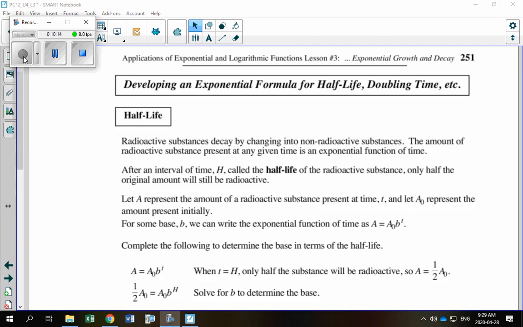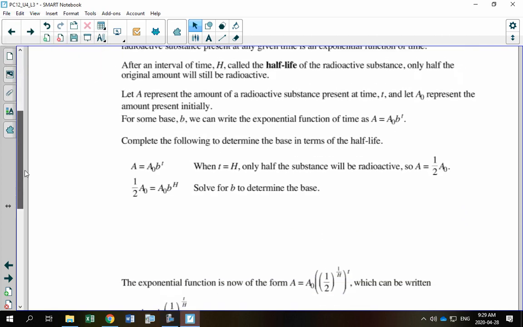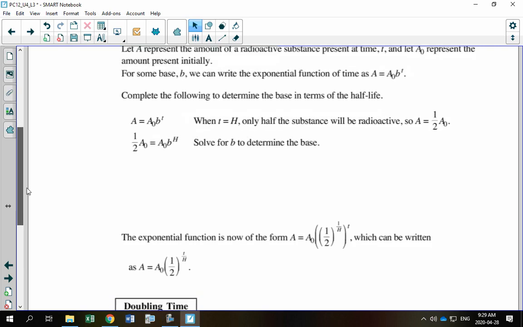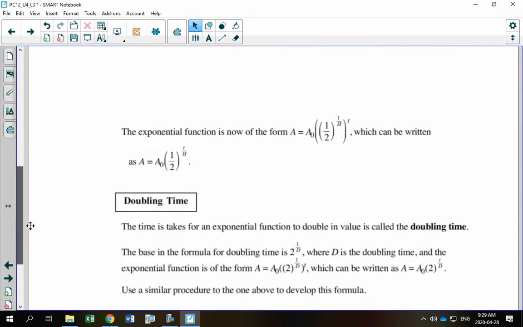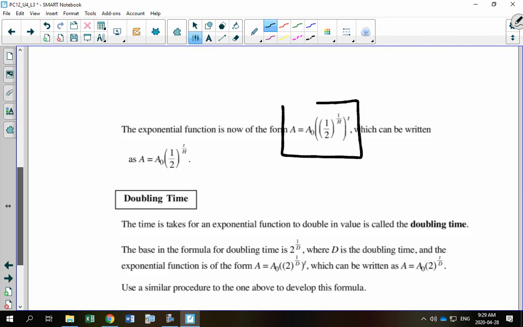So we're going to take a look at half-life, doubling time, etc. Half-life, the formula is used when we want to talk about something decreasing. So all this stuff here just kind of talks about it. The exponential function that we use to represent half-life will have a base of 1 over 2. So this is the formula that we'll be using here for half-life.